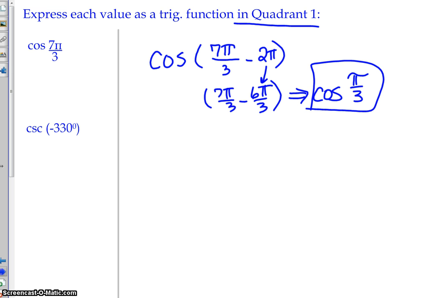Now, that is what it's asking. It's saying express it as a trig function. This same trig function, cosine of pi over 3, is the same thing as the cosine of 7 pi over 3, because of the revolution.